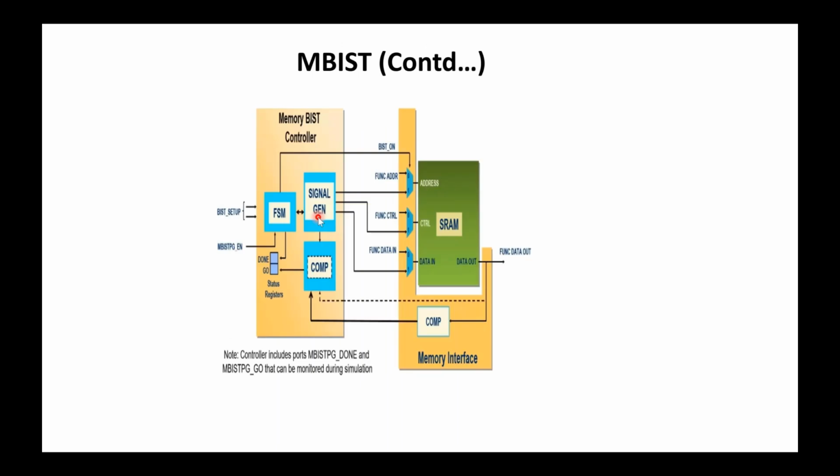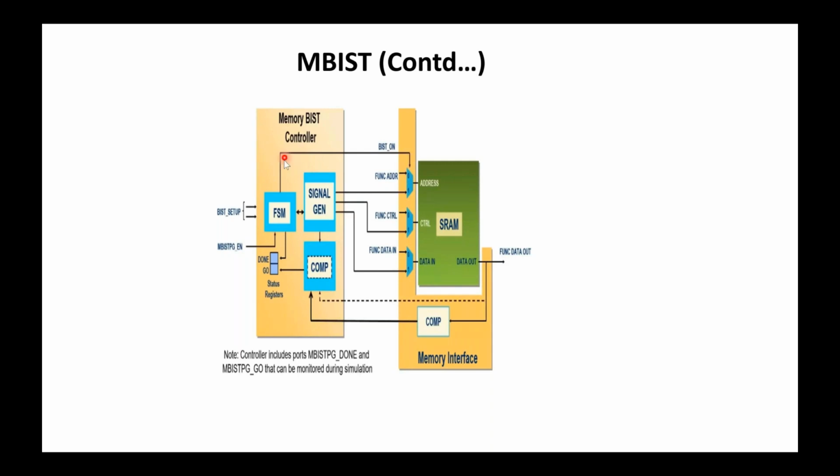So this is how our memory circuit will look. This is our memory, this is what is called the memory interface, and this is the BIST circuitry. The memory interface will basically consist of various muxes. These muxes are used to select between a test input or a functional input based on the BIST on signal.